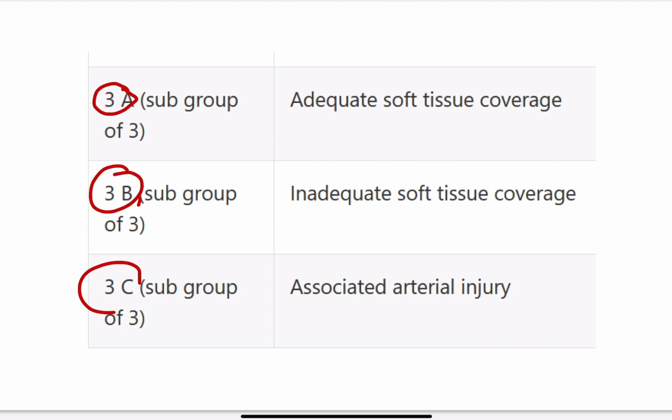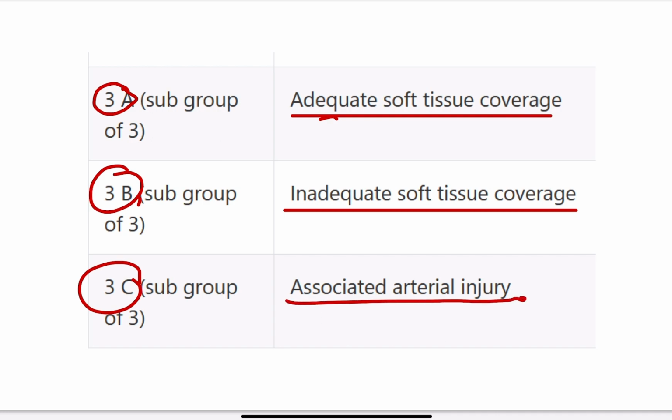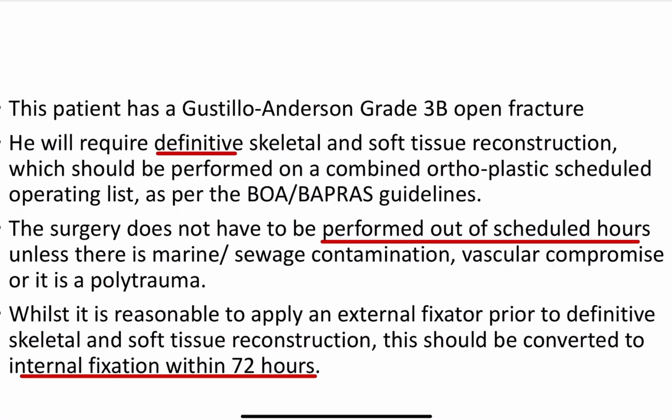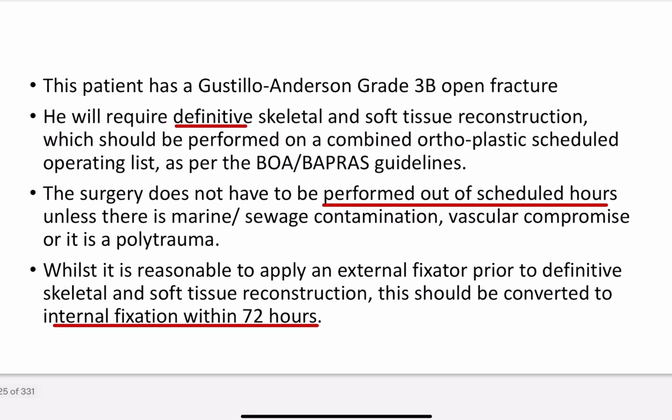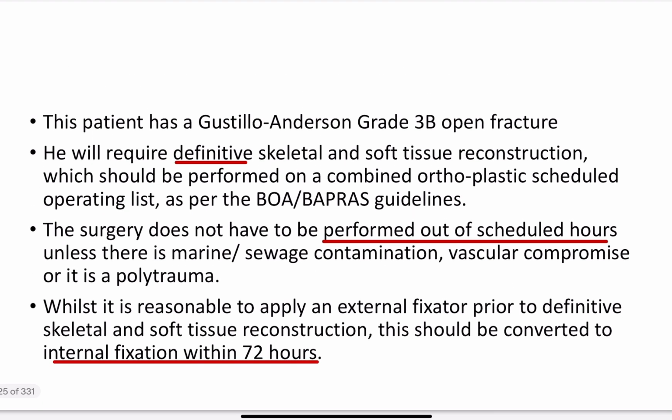In 3A there is adequate soft tissue coverage present. In case of 3B there is inadequate soft tissue coverage, and in 3C there is an associated arterial injury. And in this patient, as this is a 20 centimeter wound, it is a Gustilo-Anderson grade 3B wound, that means more than 10 centimeter, and there is inadequate coverage of the wound. So you will require a definitive skeletal and soft tissue reconstruction, and it should be performed in scheduled hours, and internal fixation within 72 hours.